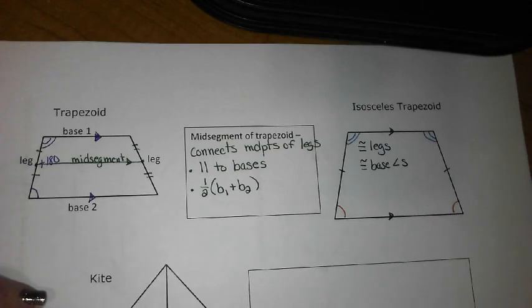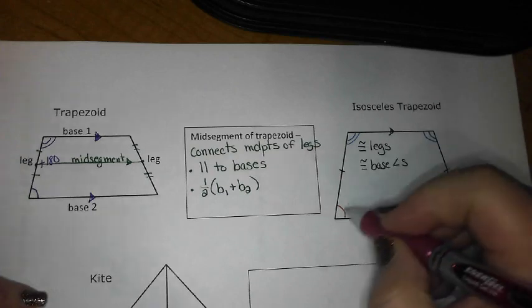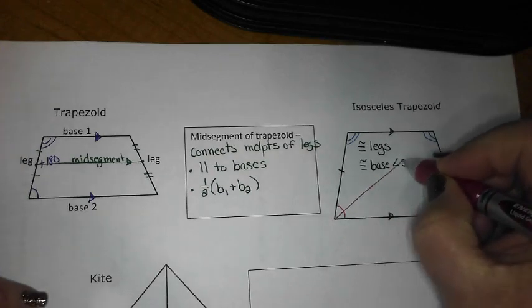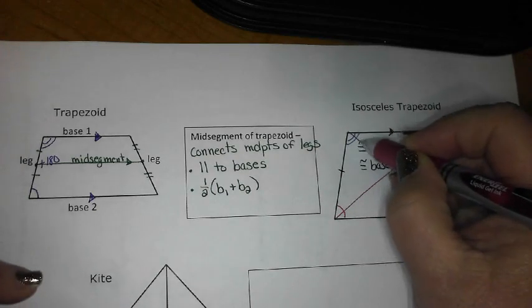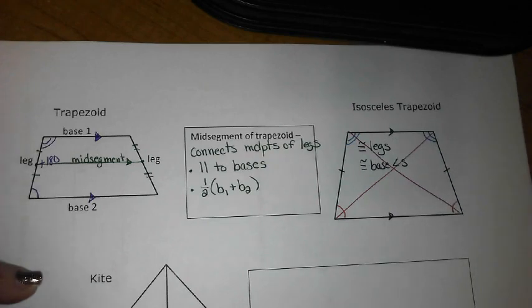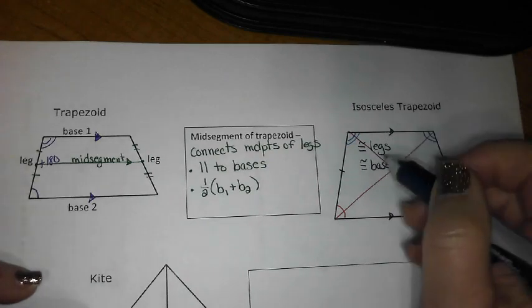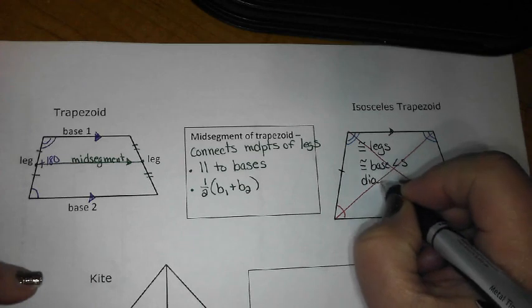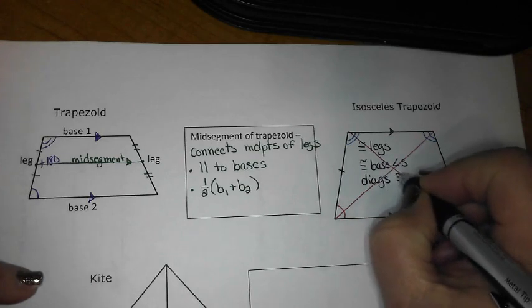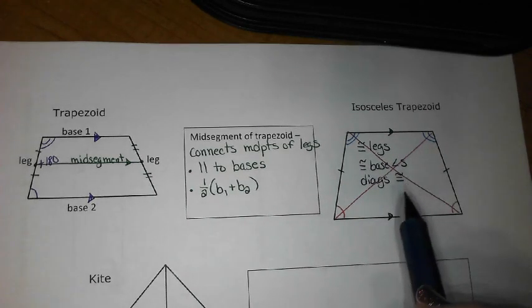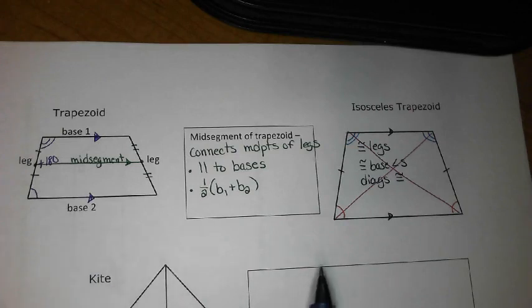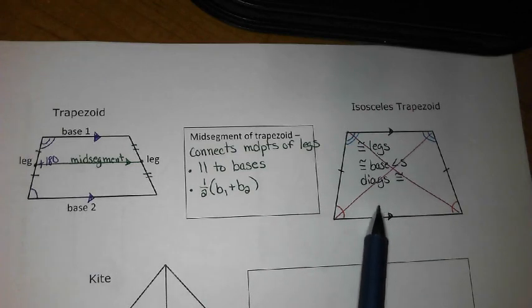The other thing we need to know about an isosceles trapezoid is that the diagonals of the isosceles trapezoid are congruent to each other. So we'll put diagonals are congruent. Only for an isosceles trapezoid, not for just a regular trapezoid. So an isosceles trapezoid has special rules there.